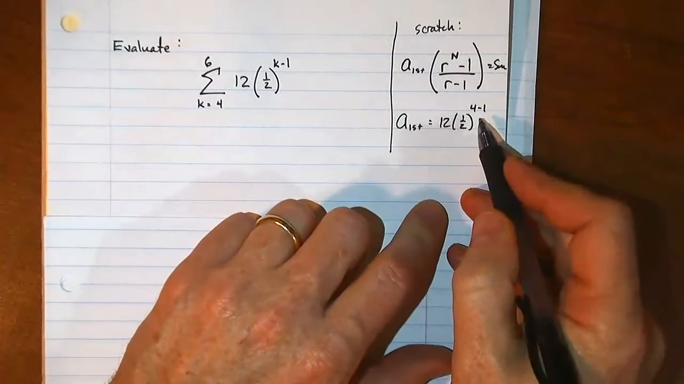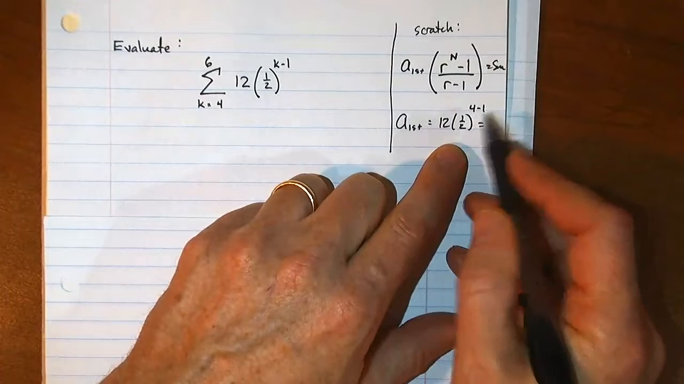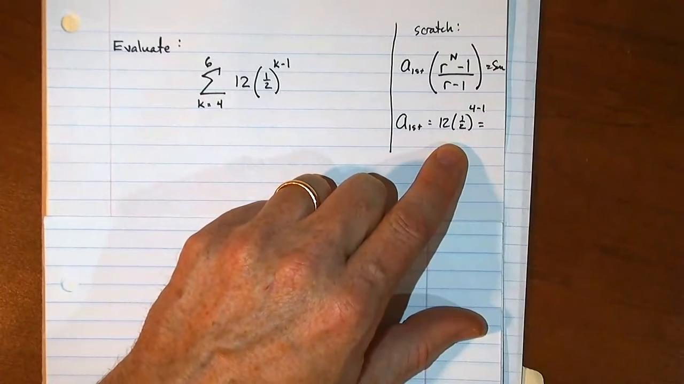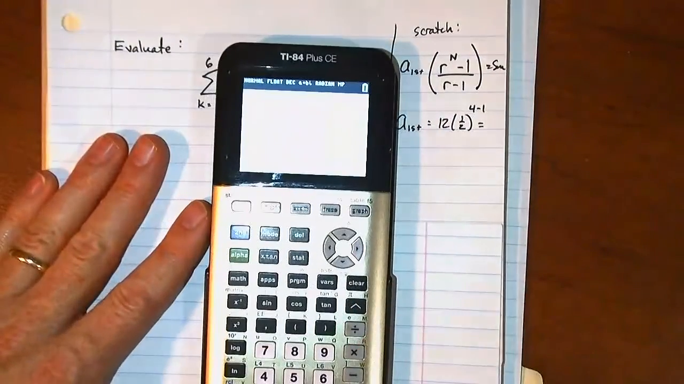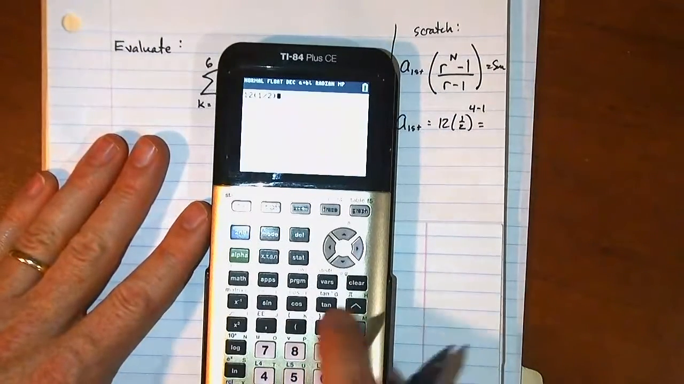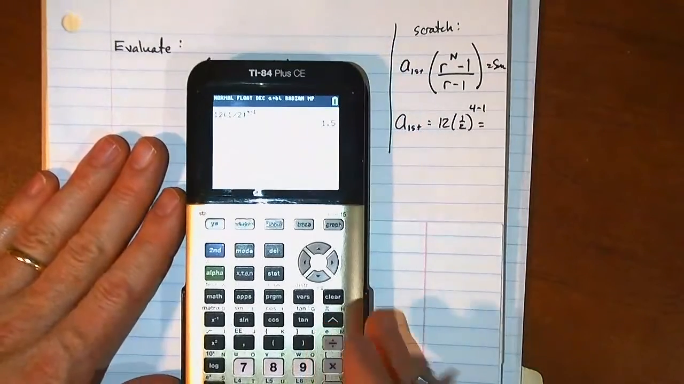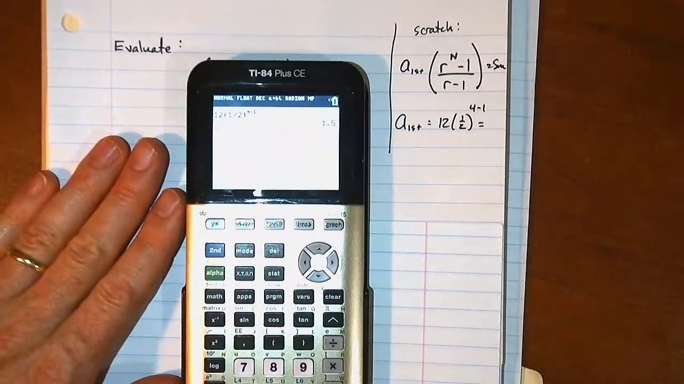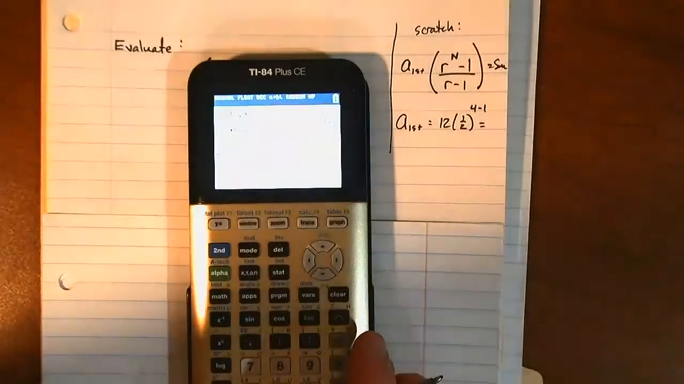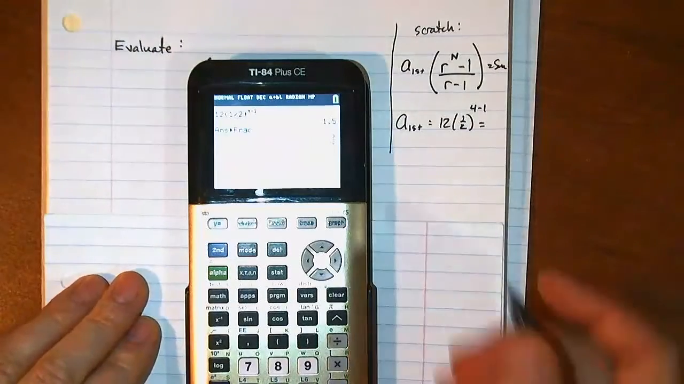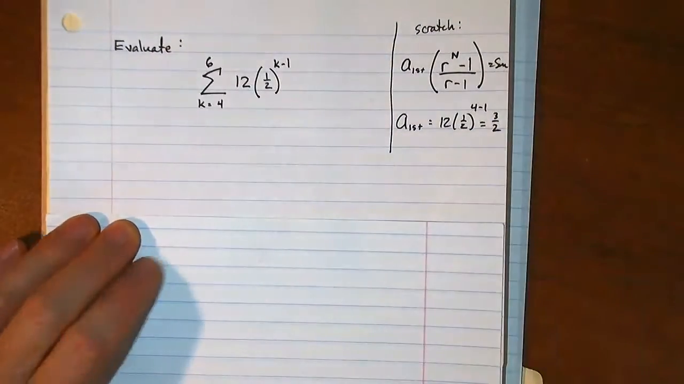So 4 minus 1 is equal to 3. 1/2 raised to the third power, that's going to equal 1/8. And then 1/8 times 12, I believe we're going to get 3/2. Let's make sure. Indeed, 3/2. So you can write it as a decimal, or you can write it as a fraction. Remember, we've talked about that often in these types of problems, fractions are a little bit easier to work with. So maybe I want to write it as my fraction 3/2. Okay, so I've got that.